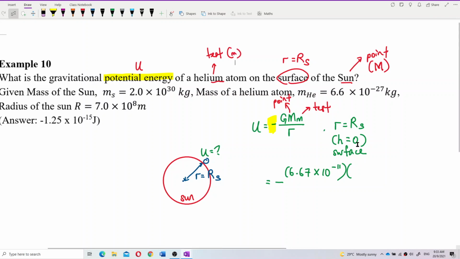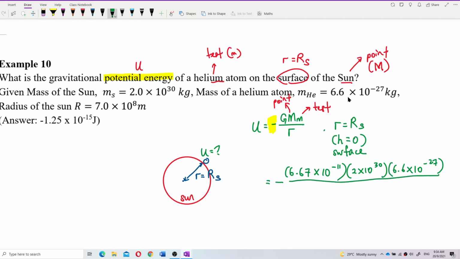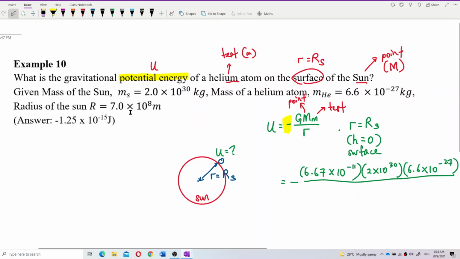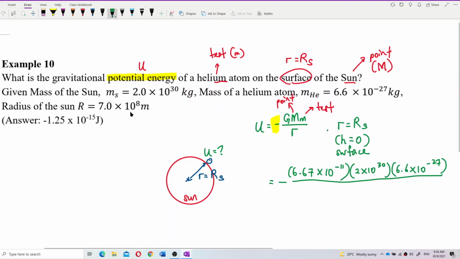So let's write the values. Mass of the sun is 2 exponent 30. Then mass of the helium atom is 6.6 exponent negative 27. Divided by R, so just take the radius of the sun. Radius of the sun is 7 exponent 8.